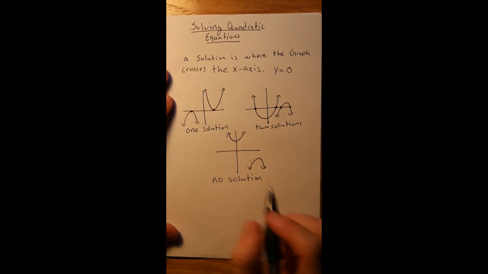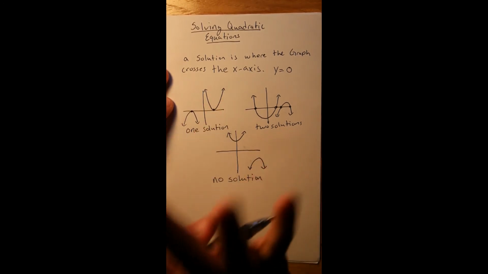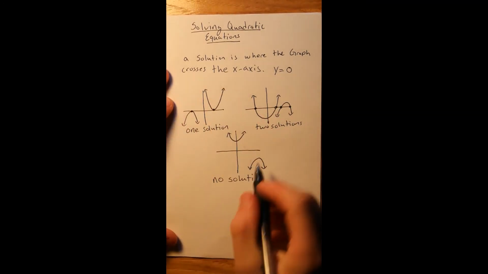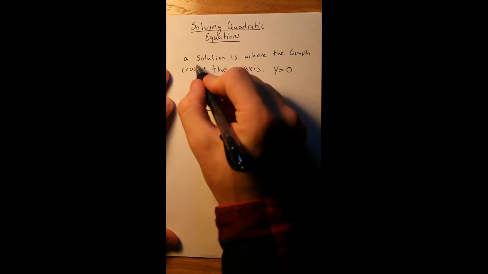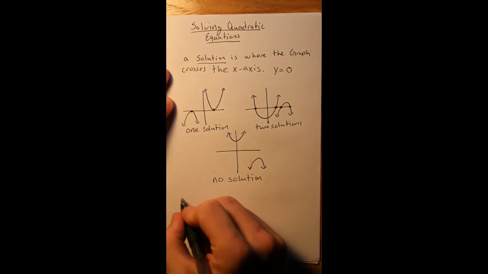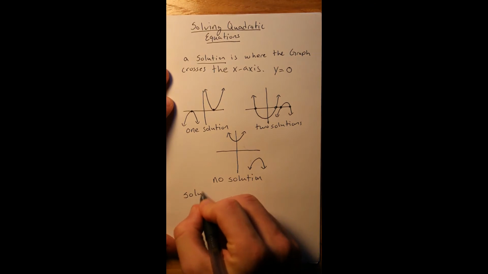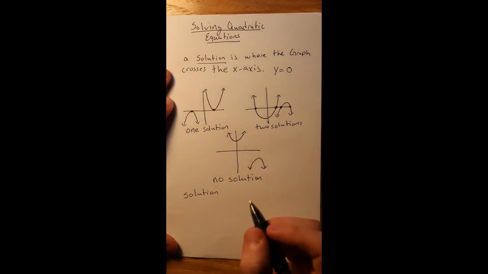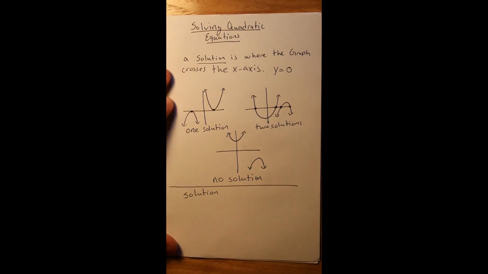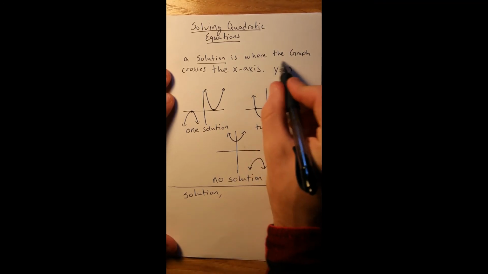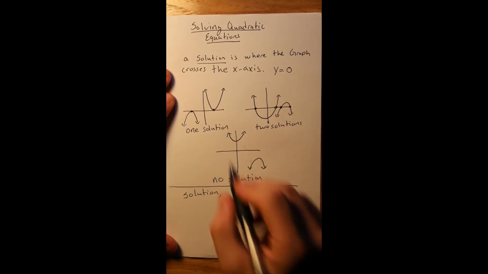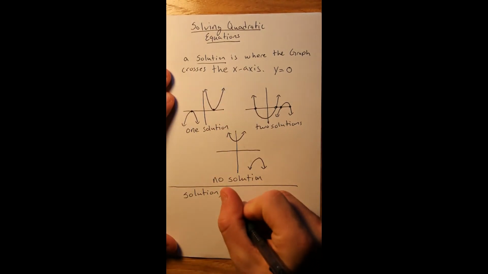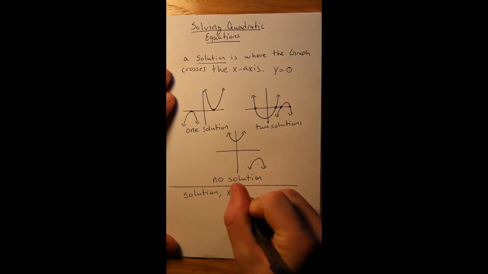Now, in the math world, there are four names for this idea of solution. Okay? The first one is solution. I know, kind of repeating here, but the first one is solution. The second one is this idea of y equals 0 and crossing the x-axis, and that's just simply x-intercepts.